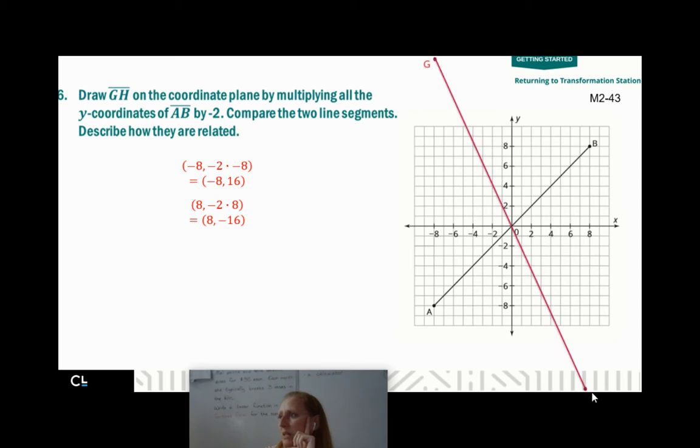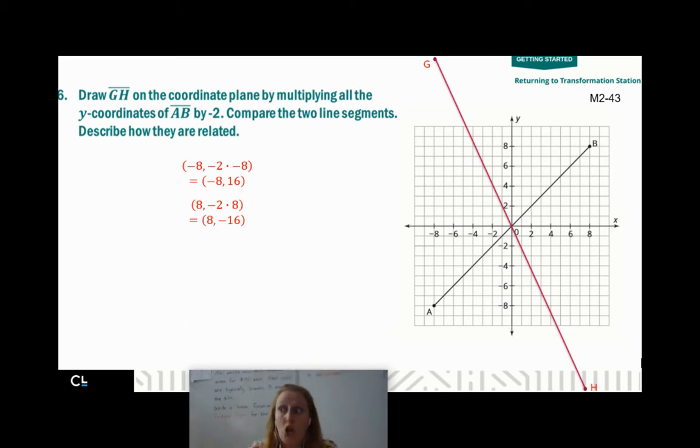Call them G and H, because that's what they said to be the G and H. And check it out. So it's also steeper, right? It is definitely steeper. But now it flipped on us, didn't it? Stuff that was down here ended up above. So stuff that was below the x-axis ended up above it. And stuff that was above the x-axis ended up below it.